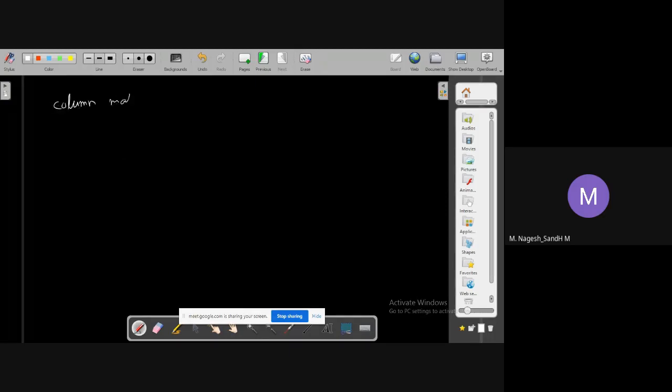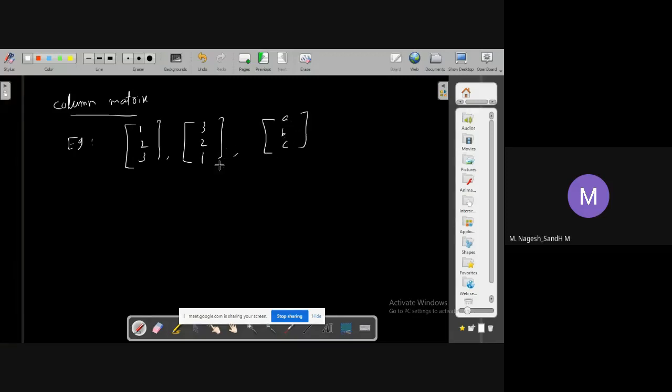Column matrix. So what is a column matrix? A matrix which has only one column is called a column matrix. For example, 1, 2, 3 is a column matrix. Another example, 3, 2, 1 is a column matrix. For example, any elements A, B, C is a column matrix.